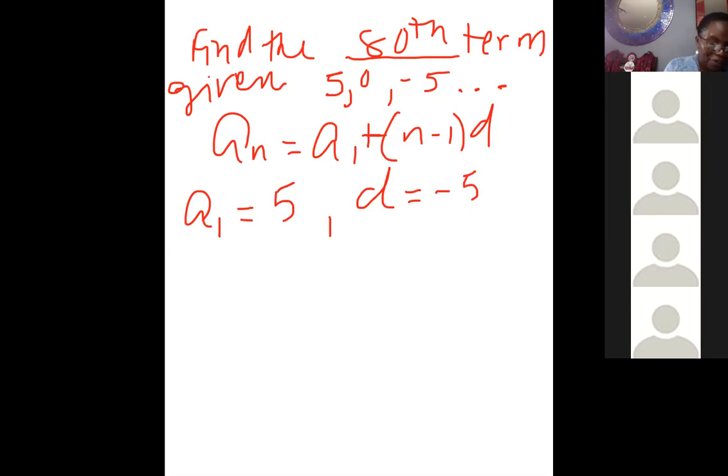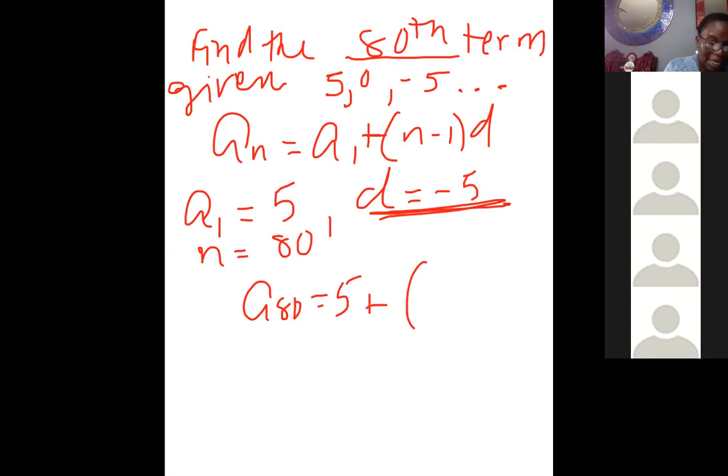So we have the first term. We have the common difference, which is -5. The term we're looking for is the 80th term. Now, let's find the value of the 80th term. So a sub 80 will equal the first term, which is 5, plus the 80th term minus 1 times the common difference of -5. You guys go ahead and plug that into your calculator.